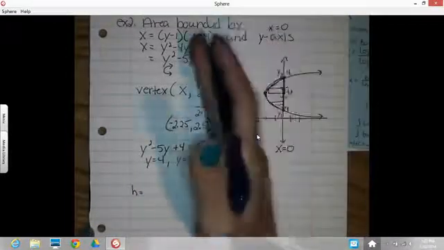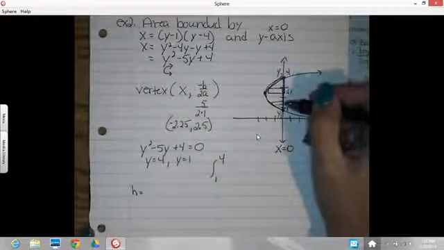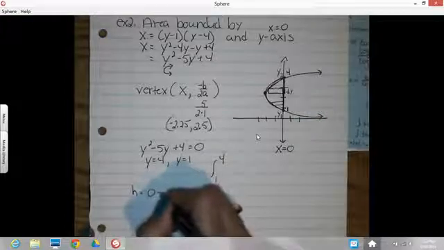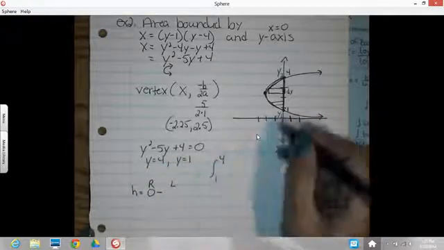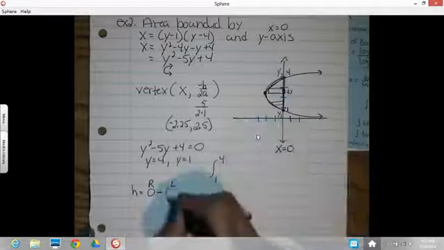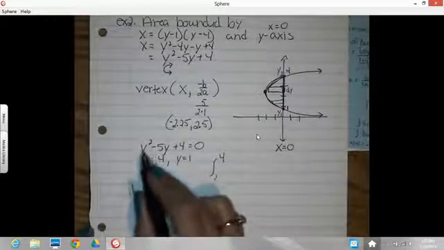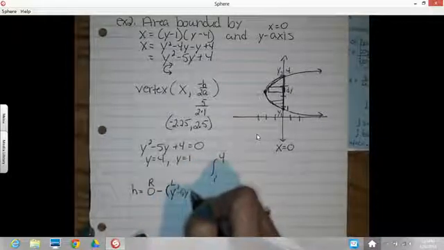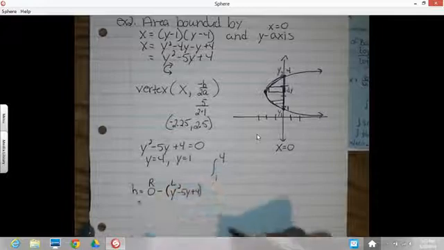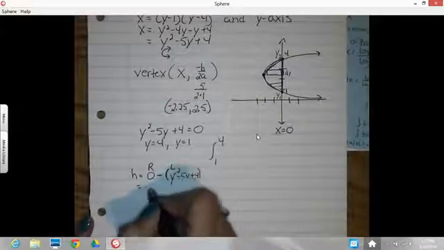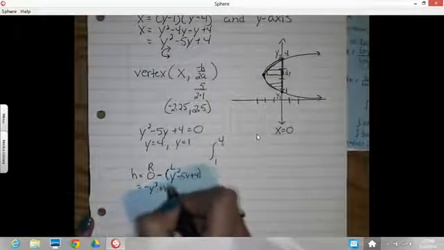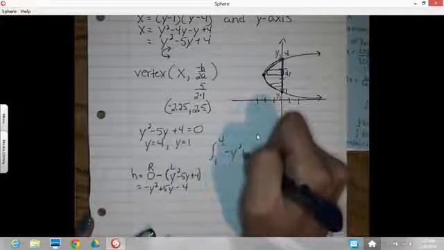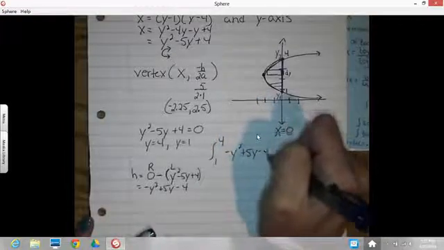The right side is at x equals 0. So it's 0 minus the left function, which is the parabola. Be sure to put it in parentheses because it has more than one term to it: y squared minus 5y plus 4. So all I need to do is distribute the negative here. That'll be the height. Width is dy.